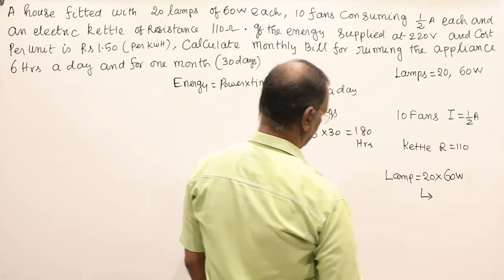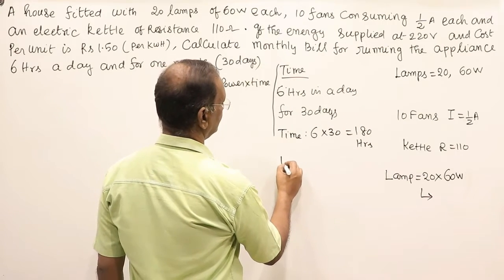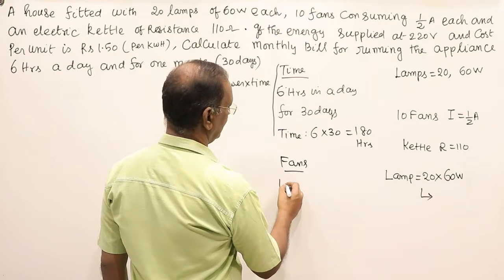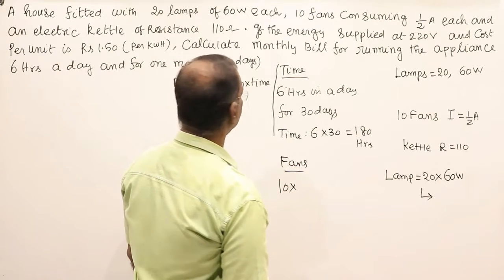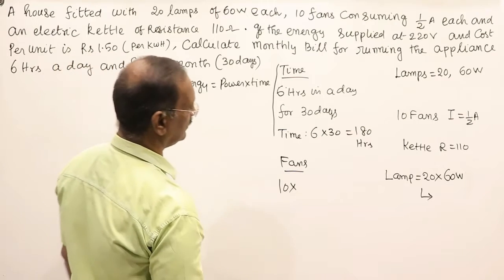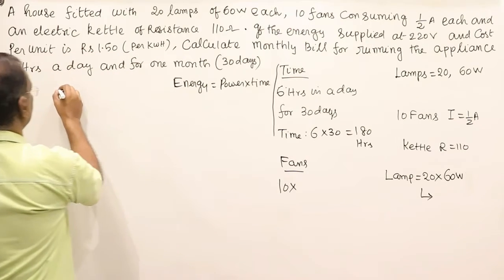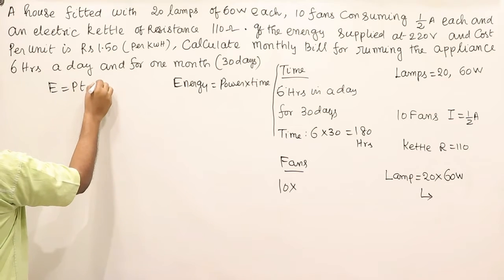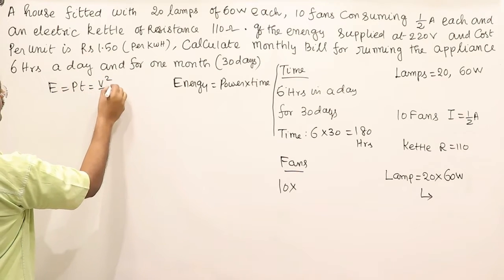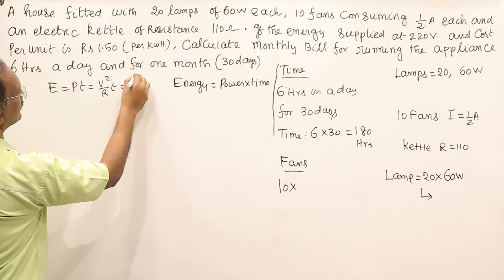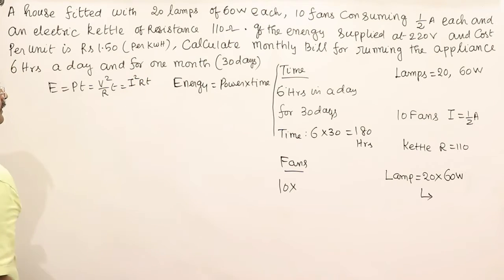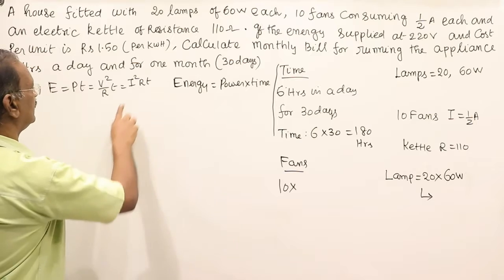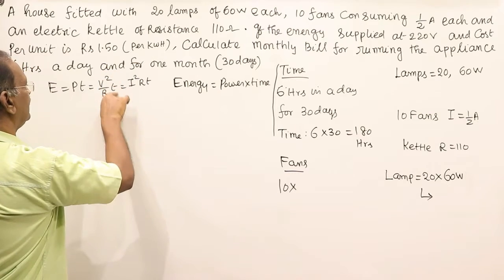Now, how about these fans? For fans, there are 10 fans. Electrical energy is equal to power into time, or V square by R into time, or I square R into T. We can write it both ways. I square R is the power, into time.